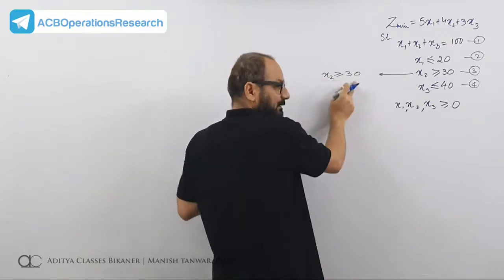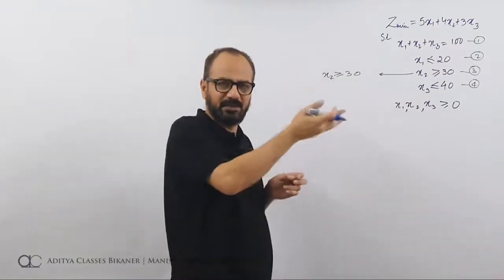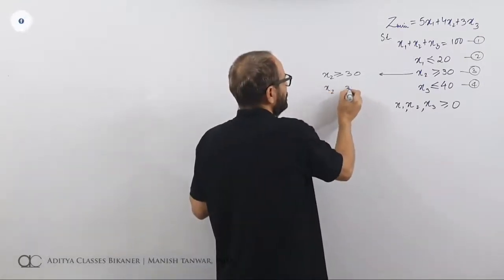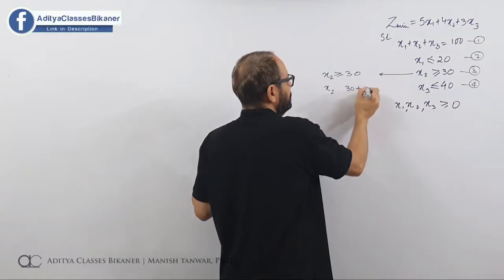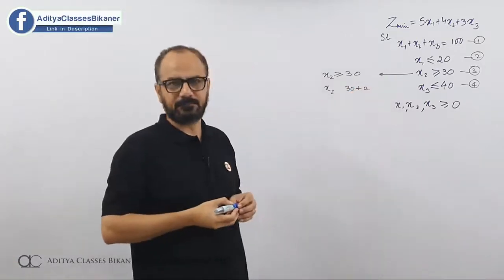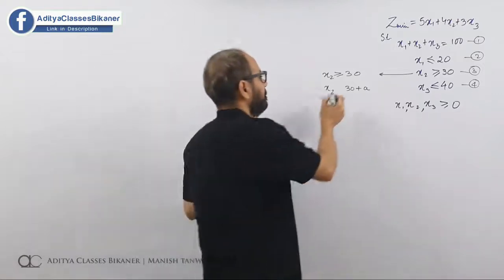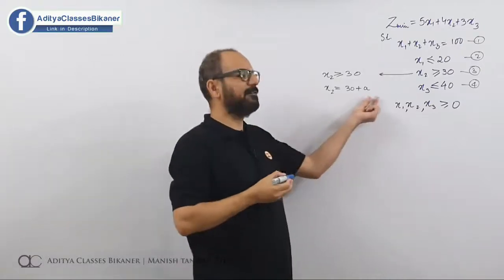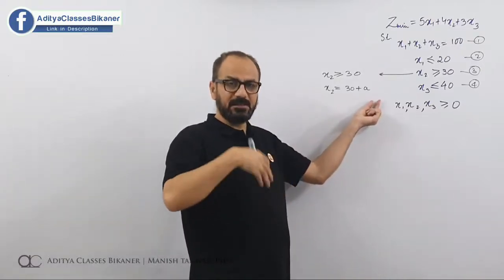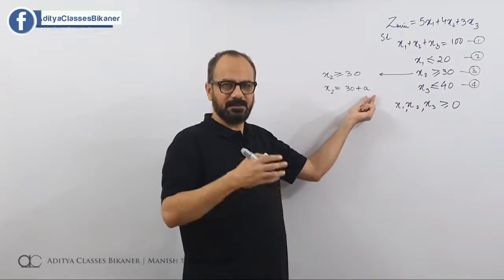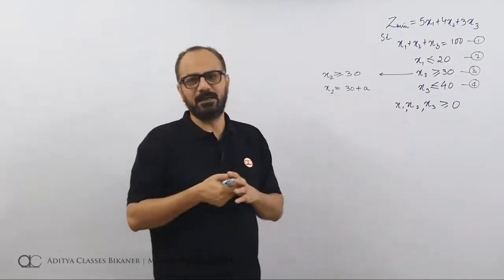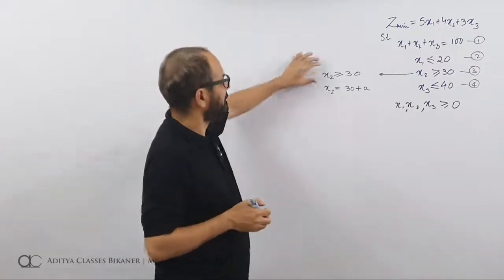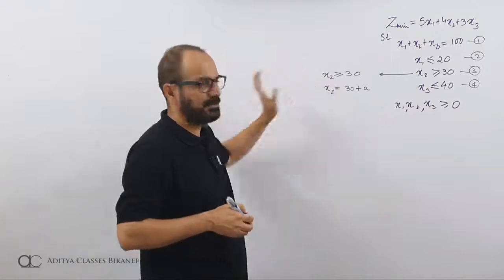x2 is greater than 30. At most it can be equal, but it is greater than 30. So can I say that x2 is something more than 30? In case x2 is equal to 30, a will become 0. In case x2 is, let's say, 35, a will take a value of 5. In case x2 is 50, a will take a value of 20. So the idea is this constraint can be written as this also.